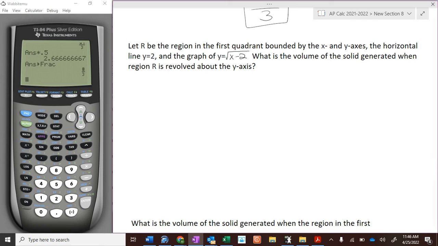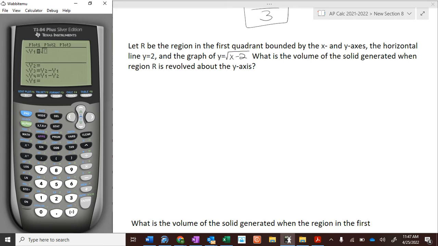Okay. Let R be the region in the first quadrant bounded by the x and y axes, the horizontal line y equals 2, and the graph y equals the square root of x minus 2. What is the volume of the solid generated when R is revolved about the y-axis? So what I'm going to do here is I'm just going to help you clue in on this and graph the square root of x minus 2.